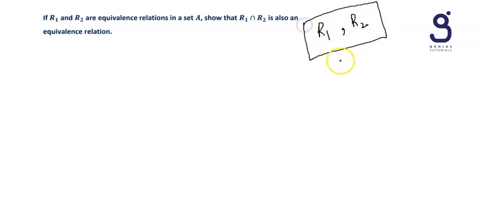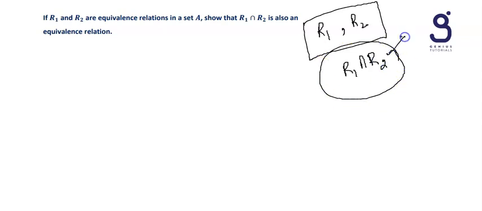So in this session we are going to take a wonderful problem based on the relations topic. In this question, it is given that R1 and R2 are two equivalence relations on a particular set A, and we need to prove that R1 intersection R2 will also be an equivalence relation. So it is given that R1 and R2 are two equivalence relations, and we need to prove that the intersection of two equivalence relations will also be an equivalence relation.